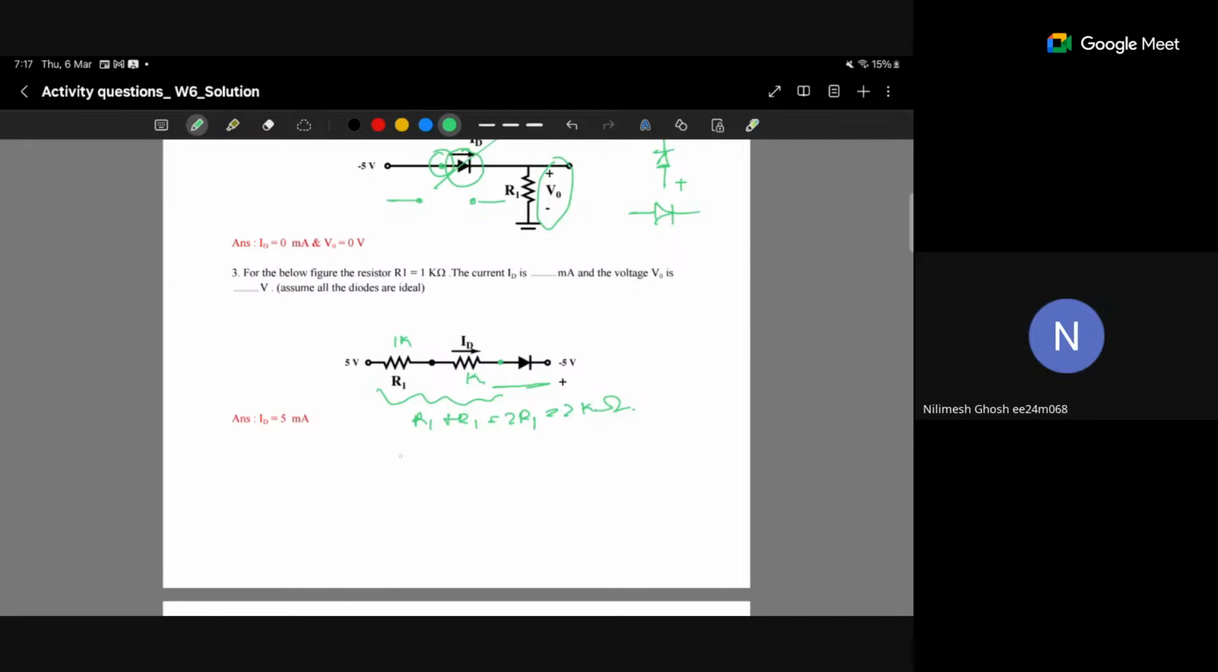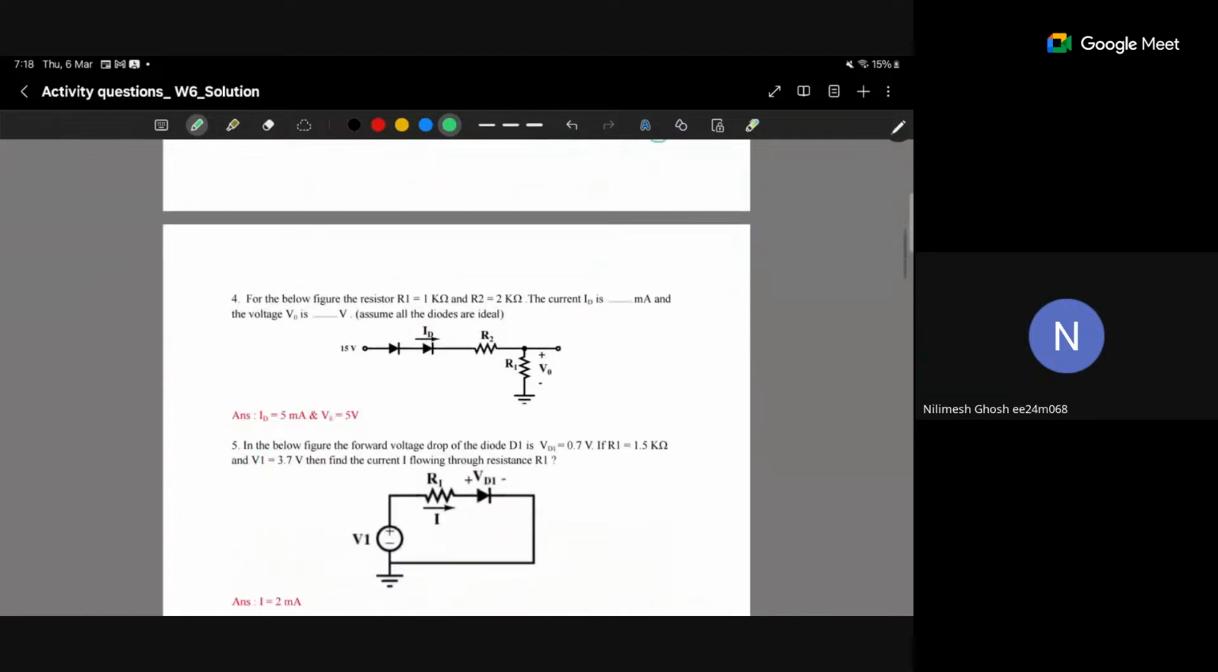Now, what is the current here? Current will be V by R, right? We have to find the current ID. So, what is the equivalent V here? 5 minus of minus 5, so 5 minus minus 5 by 2 kilo ohm. So, 10 volt by 2 kilo ohm. Okay. So, 5 milliampere will be there. Okay. Is there any doubt?